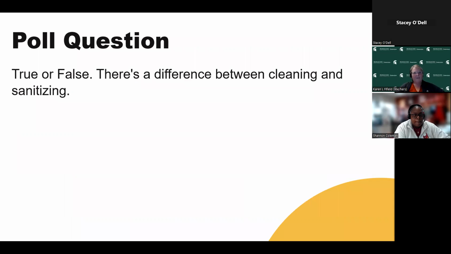And to start things off, we have a poll question. We're going to have a few of these, and these are where you get to actually communicate with us through answering these questions. So this one's a true and false poll. There's a difference between cleaning and sanitizing. We can only pick one, true or false.